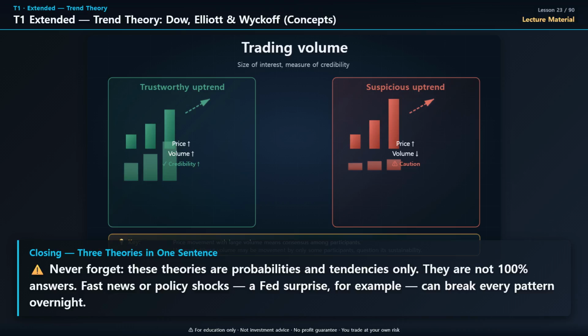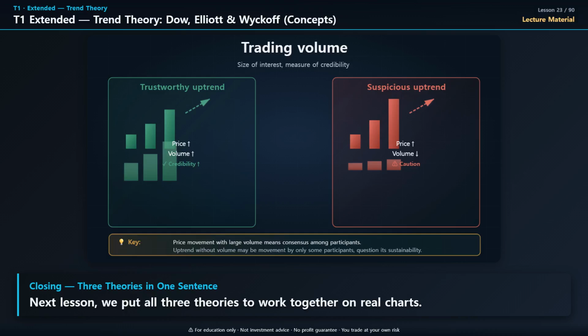Warning: never forget. These theories are probabilities and tendencies only. Fast news or policy shocks, a Fed surprise, for example, can break every pattern overnight. Next lesson, we put all three theories to work together on real charts.